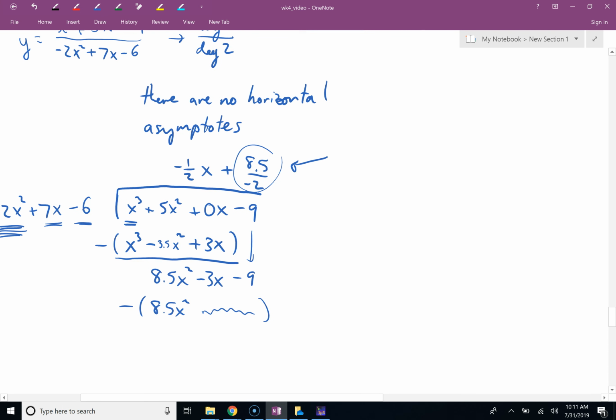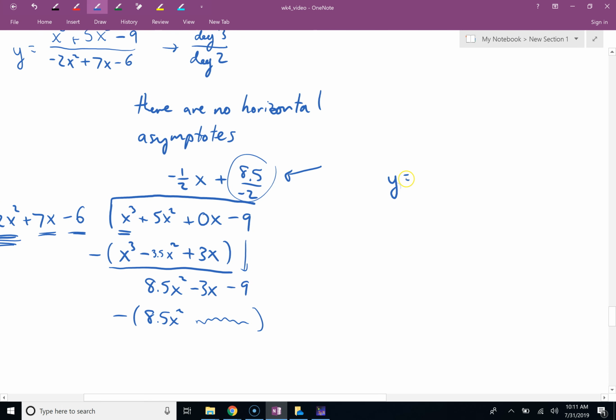So the final answer will be y equals negative 1/2 x, and then I'm going to write minus. And let's see, if I divide 8 by 2, that's going to be 4. And if I divide 0.5 by 2, it's going to be 0.25. So this right here, negative 1/2 x minus 4.25, is the slant asymptote.